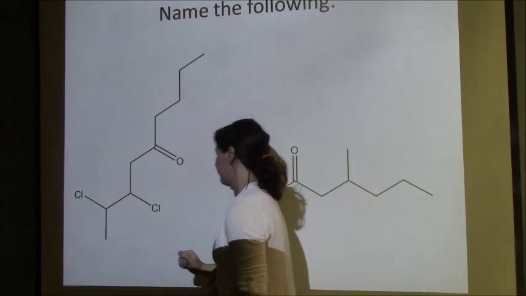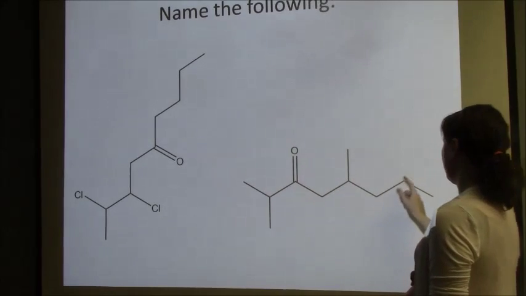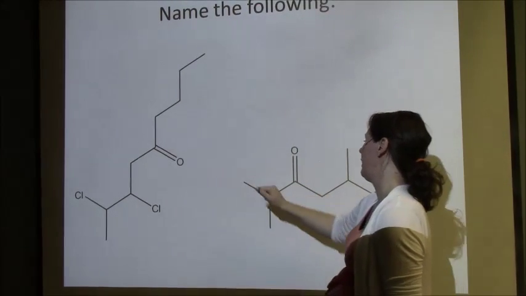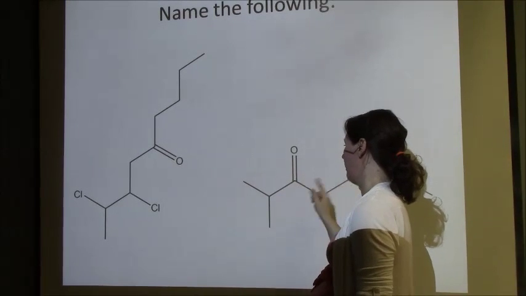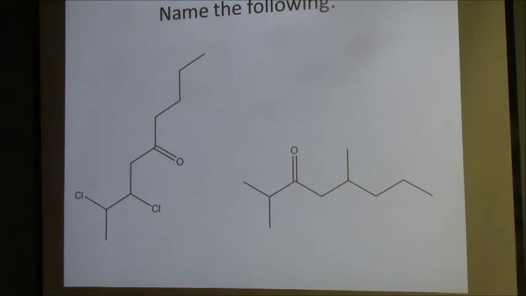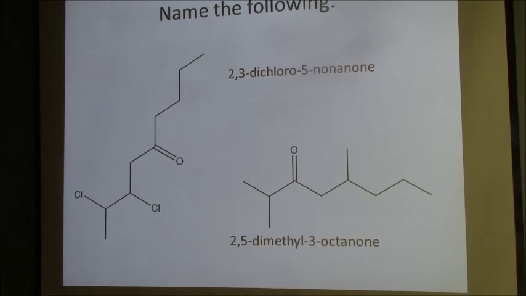With this one, we can number 1, 2, 3, 4, 5, 6, 7, 8, or we can number 1, 2, 3, 4, 5, 6, 7, 8. Obviously, we're going to number this way because 3 is a much, much smaller number. We want to give priority to the ketone. So my names are 2,3-dichloro, 5-nonanone, and 2,5-dimethyl, 3-octanone. The ending is -one for a ketone.